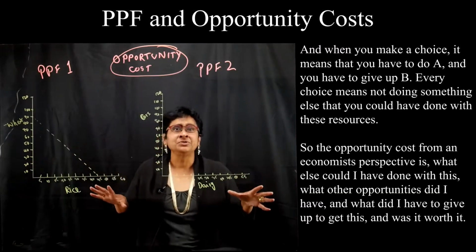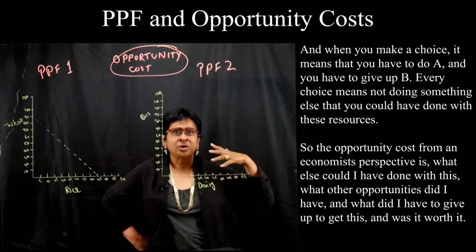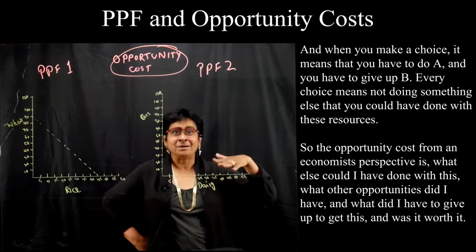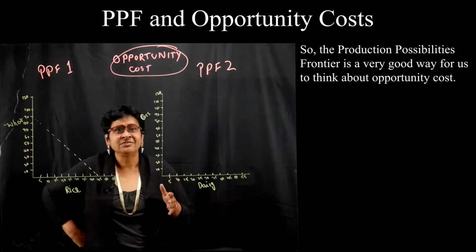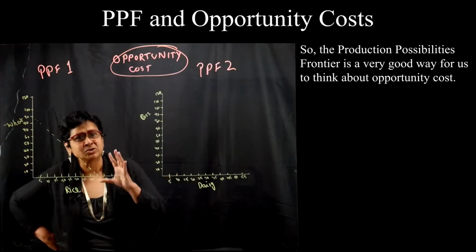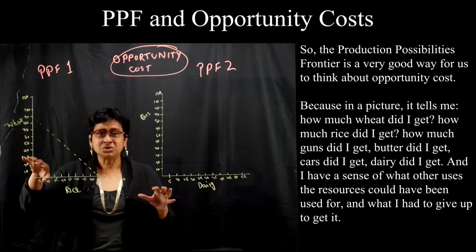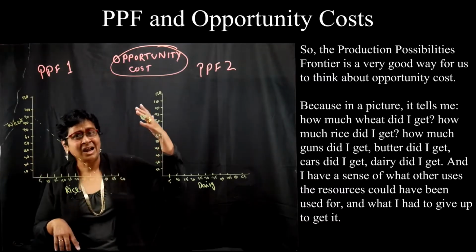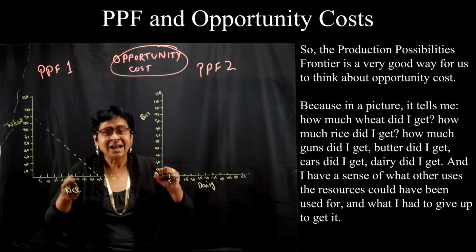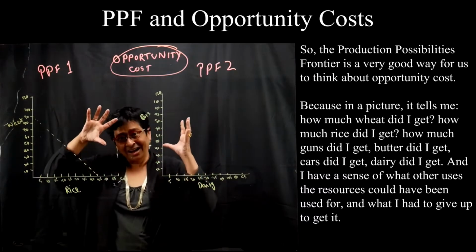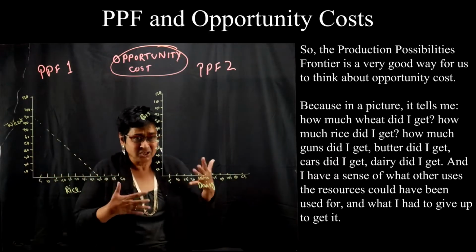Every choice means not doing something else that you could have done with these resources. So the opportunity cost from an economist's perspective is, what else could I have done with this? What other opportunities did I have? And what did I have to give up to get this? And was it worth it? So the production possibilities frontier is a very good way for us to think about opportunity cost, because in a picture it tells me how much wheat I got, how much rice, guns, butter, cars, dairy, and I have a sense of what other uses the resources could have been used for, and what I had to give up to get it.